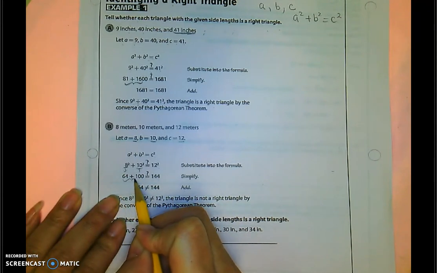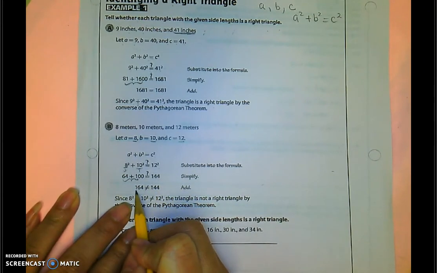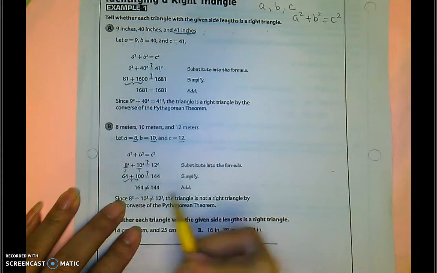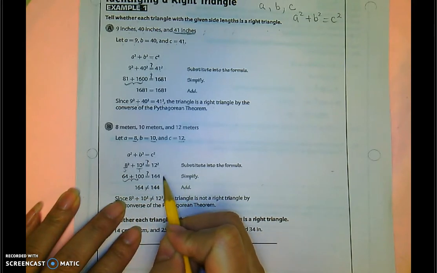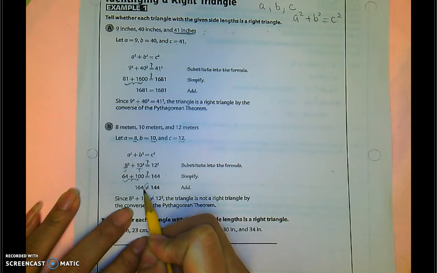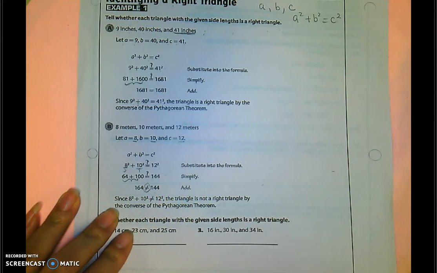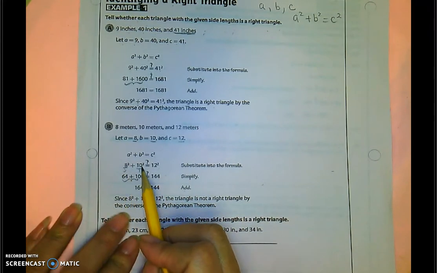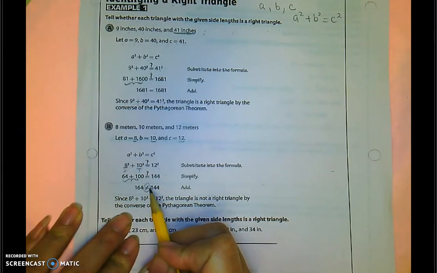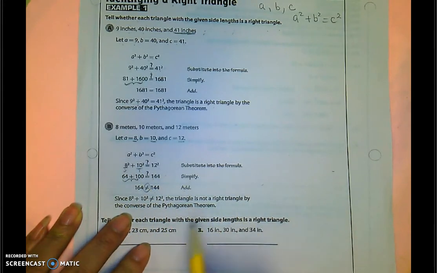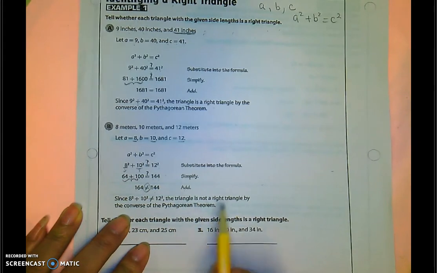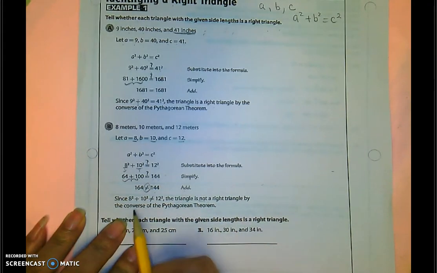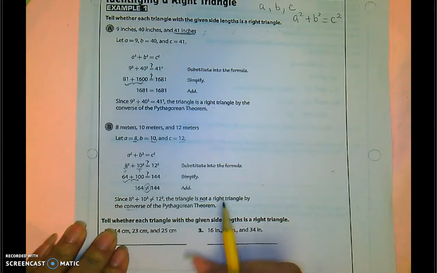We add 64 to 100. We got 164 on the left side. On the right side, C squared equals 144. They are not equal to each other. Since 8 squared plus 10 squared is not equal to 12 squared, the triangle is not a right triangle by the converse of the Pythagorean theorem.